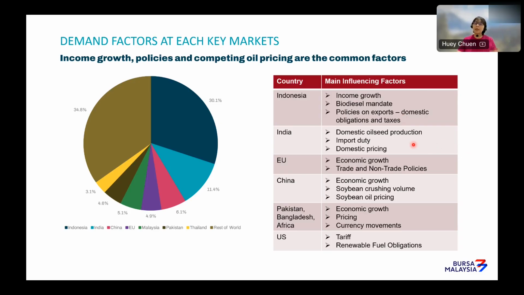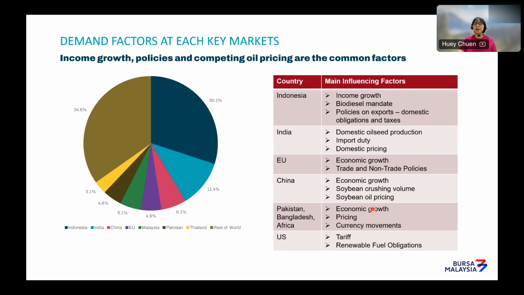And for India, besides growth, you also have to look at local oilseed production, the import duty structure, and the domestic pricing of different oils. As in our previous session, we talked about competing oils. Palm, soybean oil, rapeseed, and sunflower oil are interchangeable or substitutable. So the prices at which they sell in the local market will determine which oil is used. These are the things that we need to monitor.